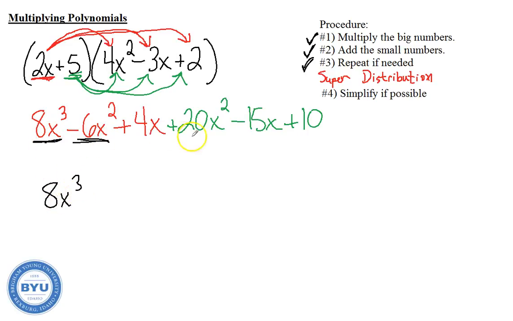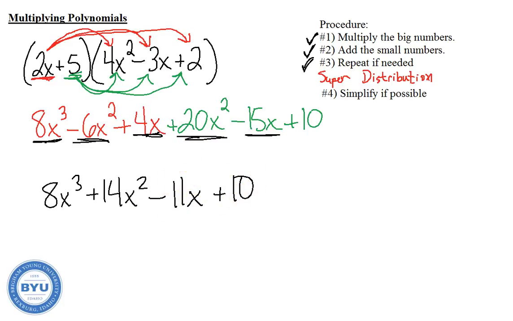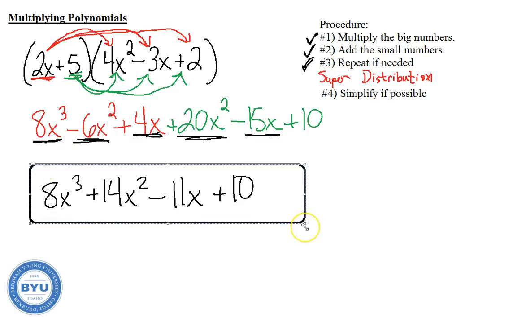But x squareds do have some things that combine. Negative 6x squared plus 20x squared would be plus 14x squared. We can add these x's together. 4x minus 15x is minus 11x plus 10. And that is how we multiply polynomials. Multiply the bigs, add the smalls, and then repeat if needed as you do the distribution, and simplify at the end.